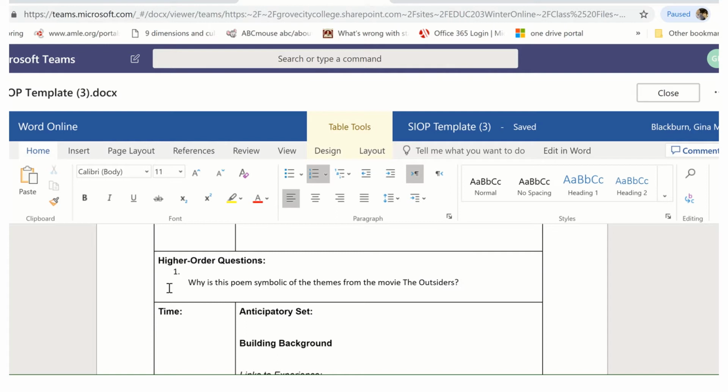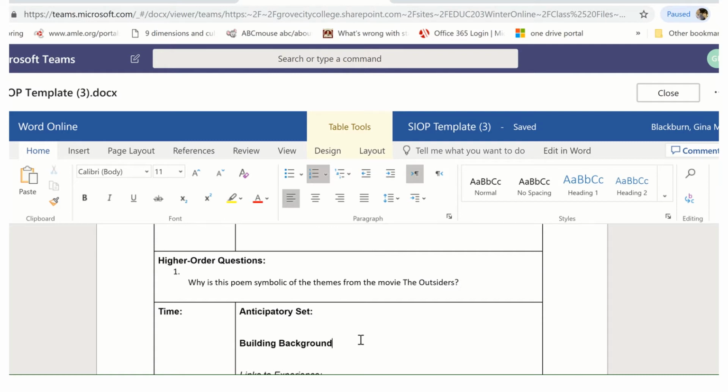So here I just thought of one off the top of my head. Why is this poem symbolic of the themes from the movie The Outsiders, or the novel even? In that novel, there is a character who recites the poem Nothing Gold Can Stay by Robert Frost. So why would the author pick that poem for their novel?